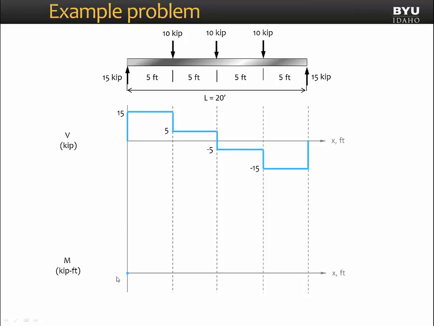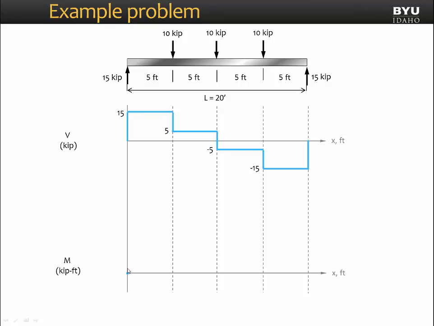Now we will construct our moment diagram. Our moment diagram is going to start at 0. We can be confident this is correct because we had a pin support at the left end of the beam. A pin cannot transfer a moment, so we would expect the moment to be 0 at the support. The same is true for the roller on the right side. We had a roller support. There is no moment being transferred.